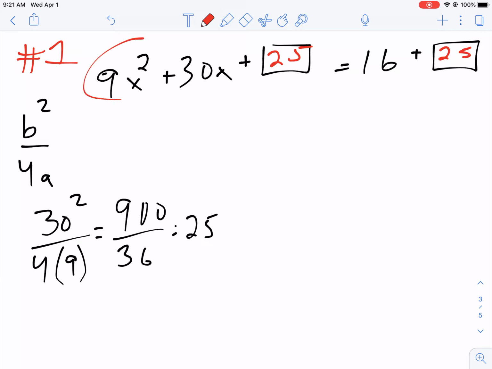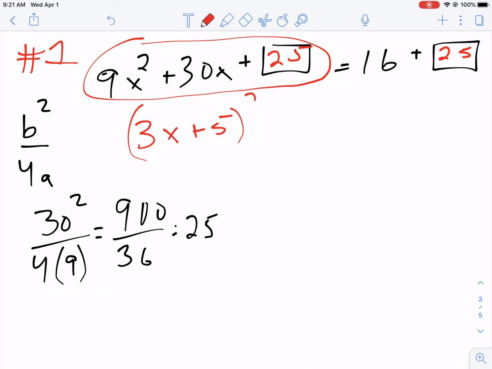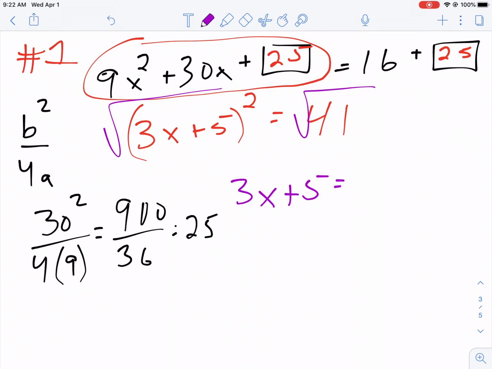So now this right here is a perfect square trinomial because your 9 is a perfect square. So this is going to break up into 3x plus 5 squared equals 16 plus 25, which is 41. So now we have to get rid of that squared by taking the square root of both sides. So now 3x plus 5 equals positive and negative square root of 41. Now if you notice, this 41 is not a perfect square.